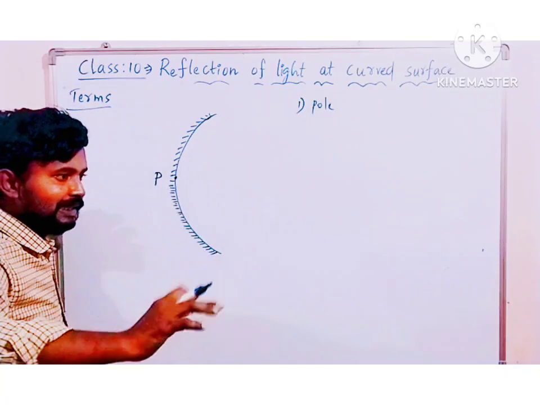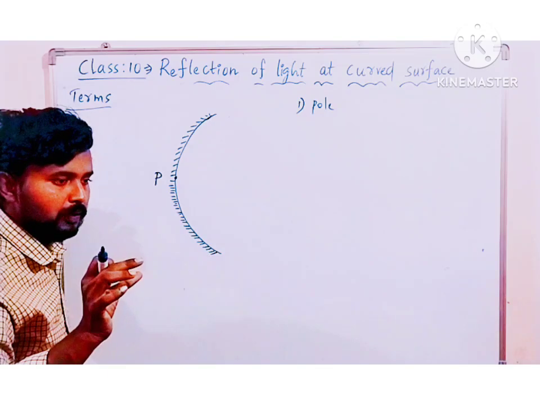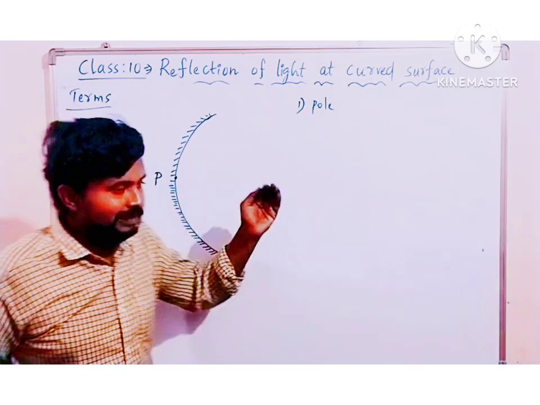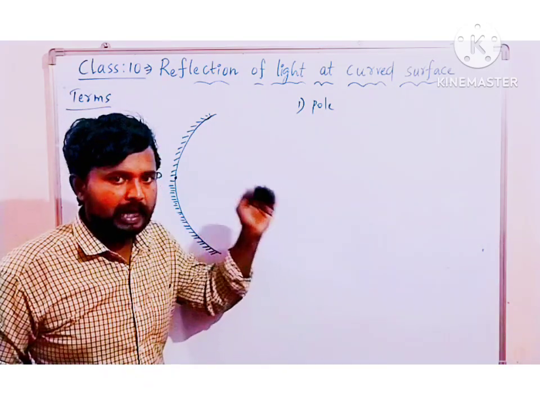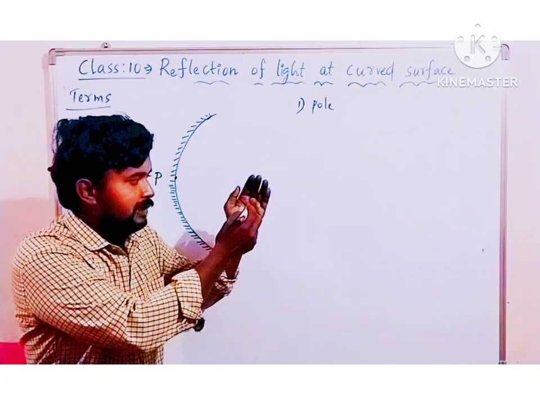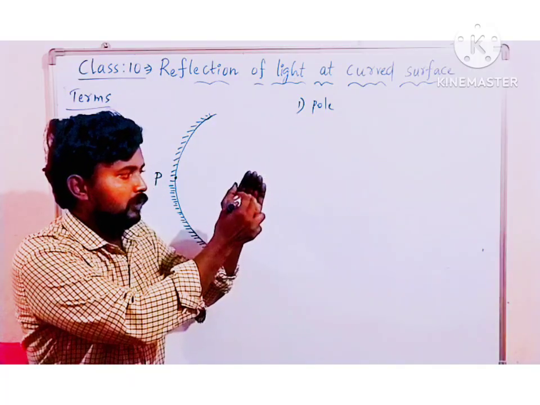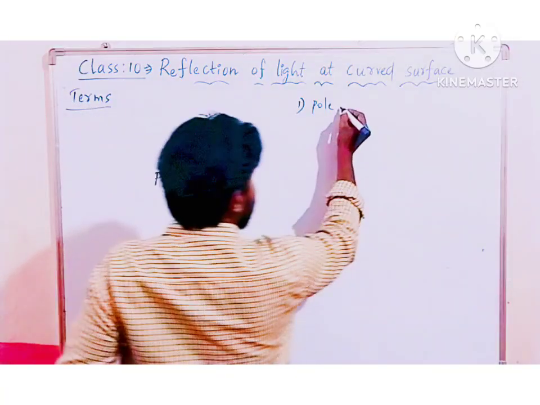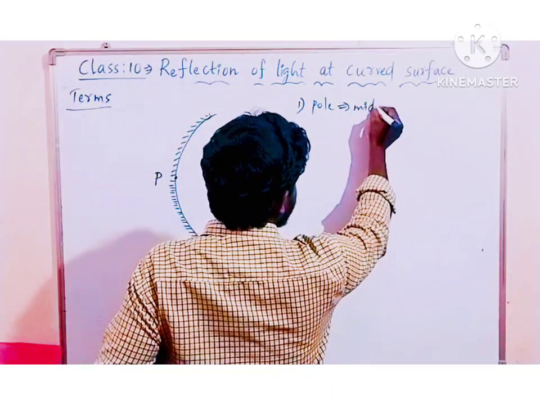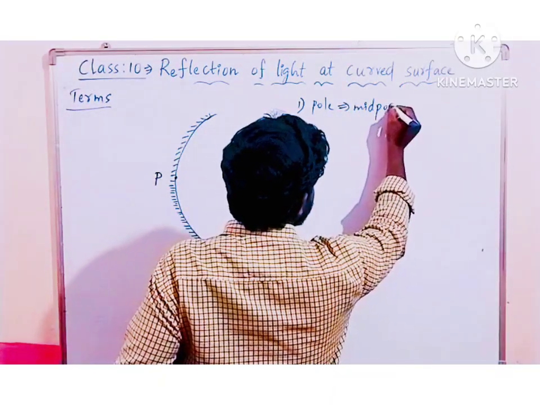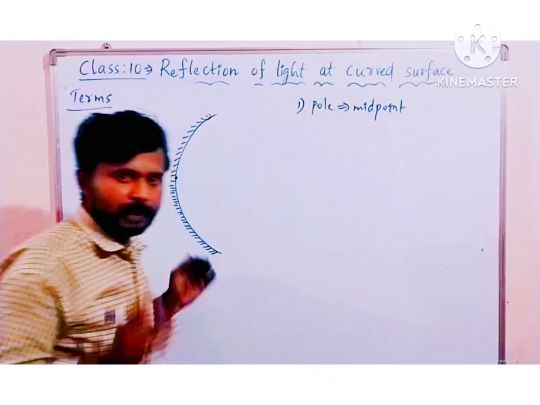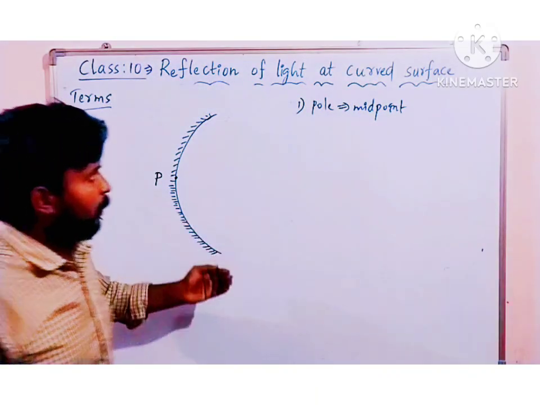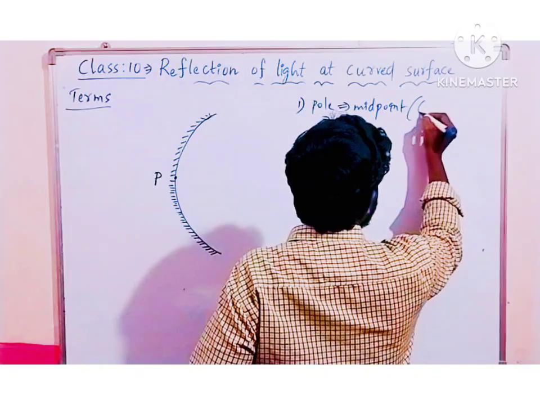The middle point of the reflecting surface we call the pole. For example, this is a sphere. Okay, this is a concave mirror. So here, the middle point inside is called the pole. Pole is called the midpoint of the spherical mirror. The midpoint of the spherical mirror is called the pole, or we can say the geometrical center.